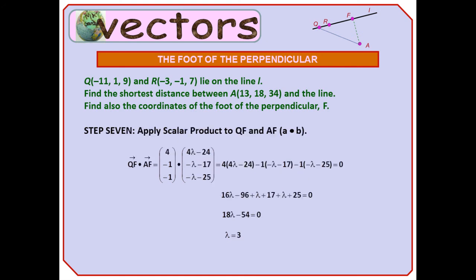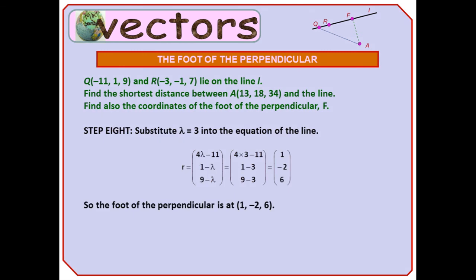Step 7, apply the scalar product to QF and AF. We know that QF and AF are perpendicular, so we know that a dot b is 0. When we apply this formula, lambda equals 3. Step 8, substitute lambda equals 3 into the equation of this line. As I said a minute ago, F is at 4 lambda minus 11, 1 minus lambda, 9 minus lambda, for some value of lambda we don't yet know, except we do now know that lambda is 3. So the foot of the perpendicular is at 1, minus 2, 6.